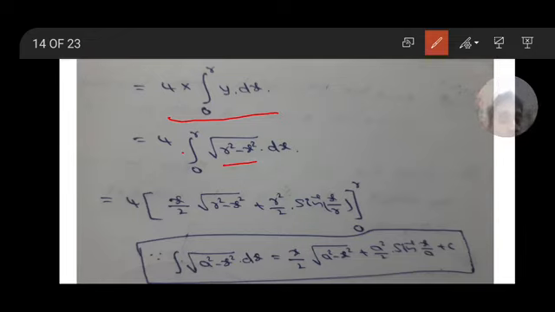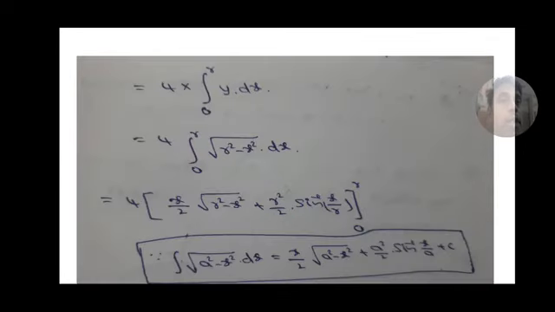So it is of the form integration of square root of a square minus x square dx. The formula is x by 2 into square root of a square minus x square plus a square by 2 into sin inverse x by a plus c. So here, instead of a, we have r. So x by 2 into square root of r square minus x square plus r square by 2 sin inverse x by r. Limits are 0 to r. Substitute upper limit minus lower limit.